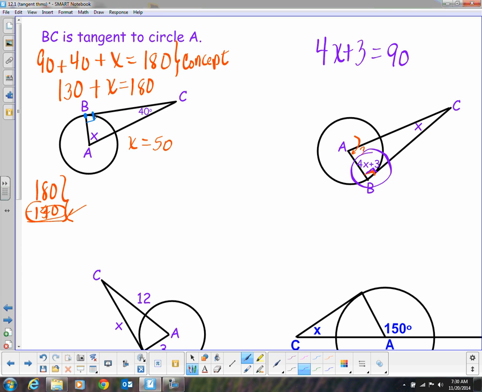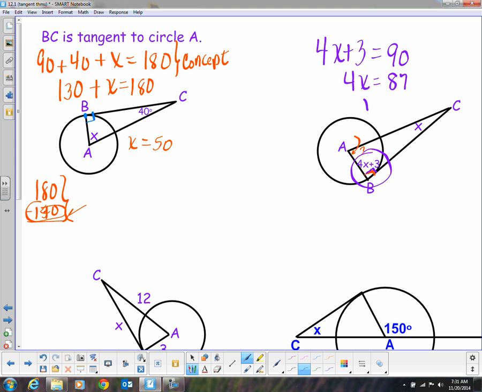Notice over here, there was no variable here, and we used 90 as 90. But here we have a variable expression, which means this must equal that. I can't do what I did here because I don't know that angle. Why was the x there? What was the purpose of that x? To confuse you.